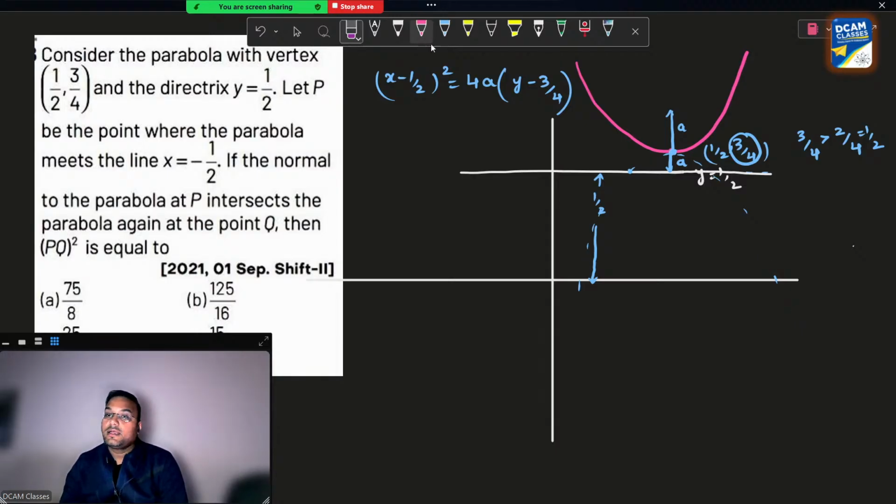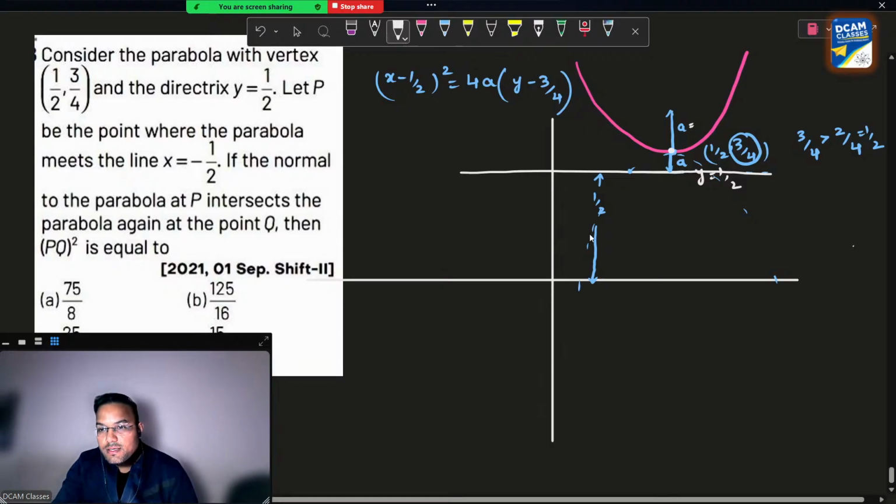Now tell me, how will you find out the value of a? Is there anything you can do to find out the value of a? From what I remember, from the directrix we will get a. Because the distance of the vertex from the directrix is actually equal to a. And this distance is half below one.